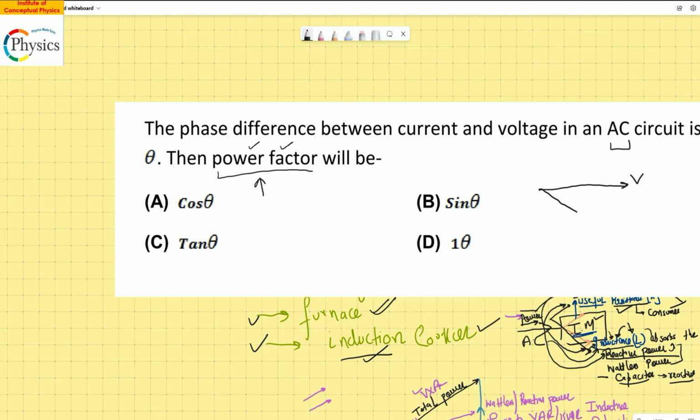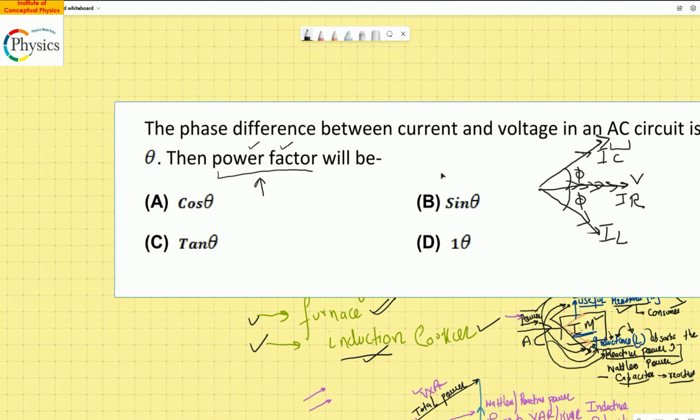In the inductor, the current lags. In the capacitor, the current leads. But the angle which is between the voltage and current, okay, this is inductive current, this is capacitive current, and this is the resistive current, because this is the useful side of the power. This is the total current, sorry, the inductive current, which is lagging. Okay, now it says the phase difference between the current and the voltage in AC is theta.